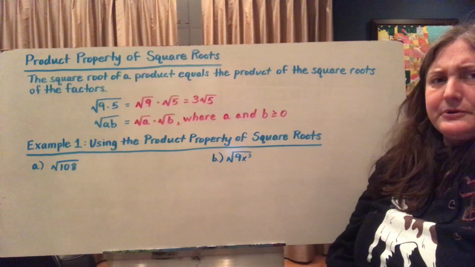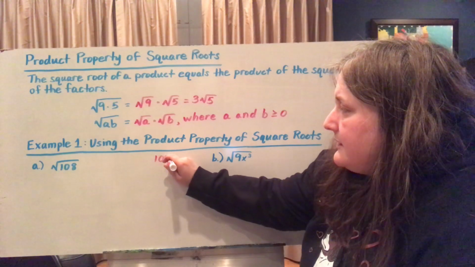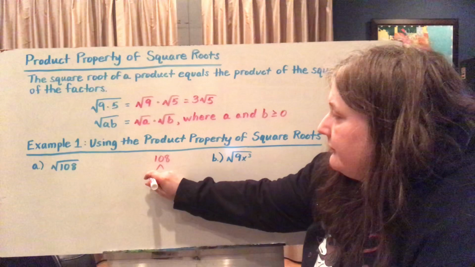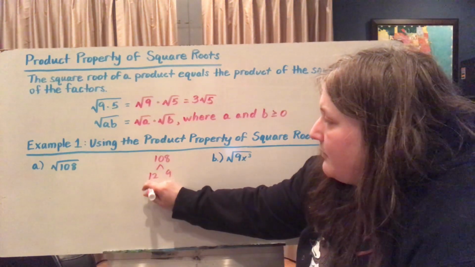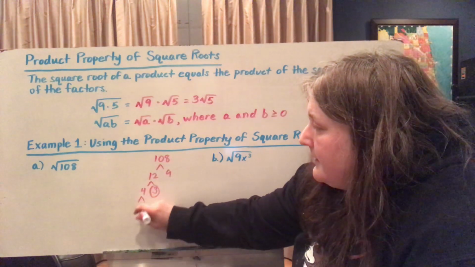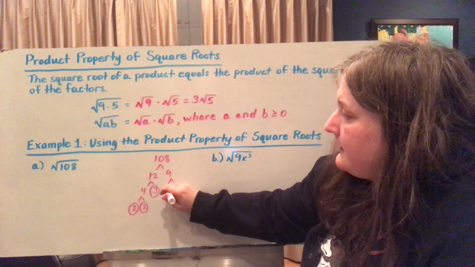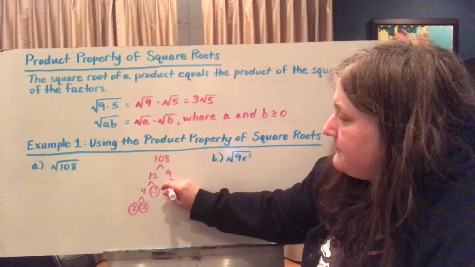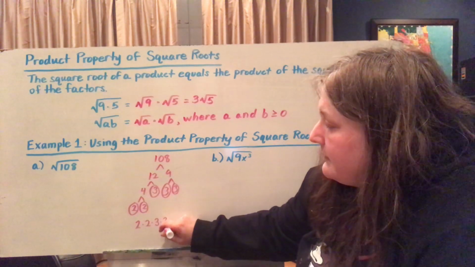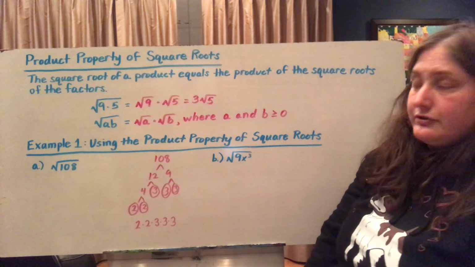So in order to help yourself out a little bit, I suggest making a factor tree for 108. So I know that I can break 108 into 12 times 9. 12 will break up into 4 times 3, and 3 is my first prime, and 4 can become 2 and 2. Now 9 can break down into 3 times 3. So I've got 2 times 2 times 3 times 3 times 3 for my prime factorization of 108.